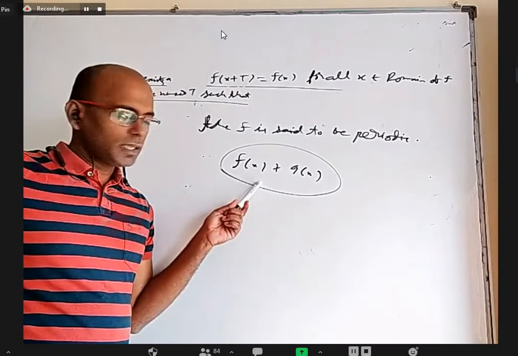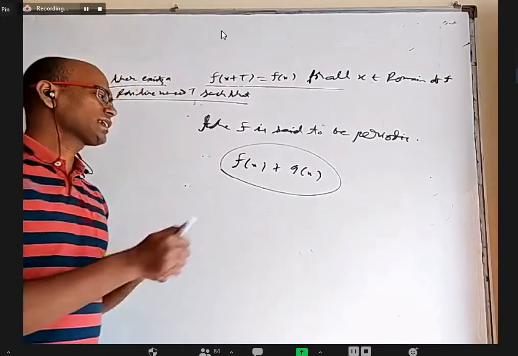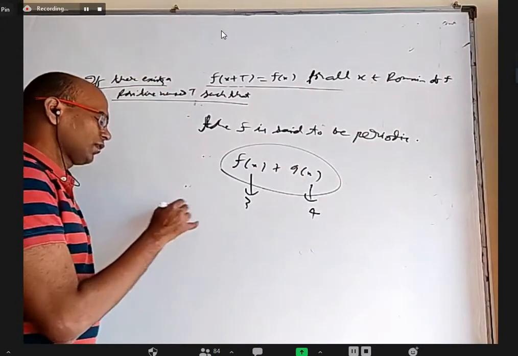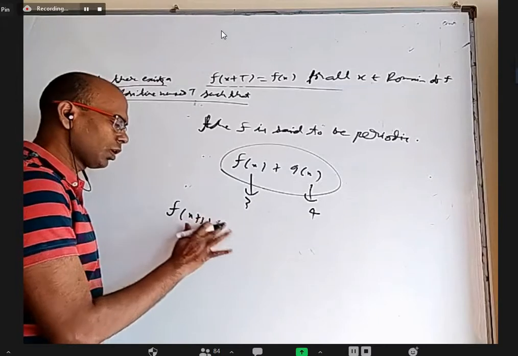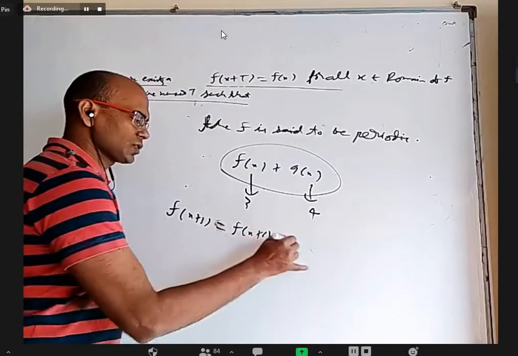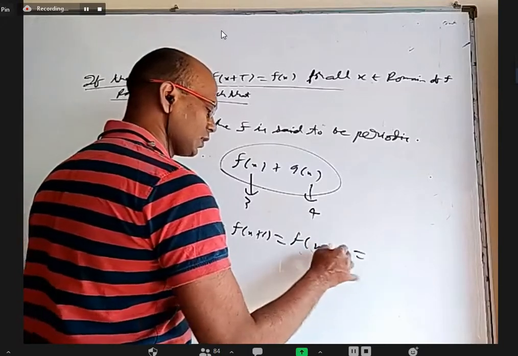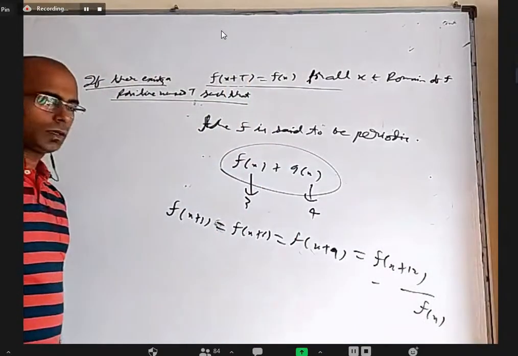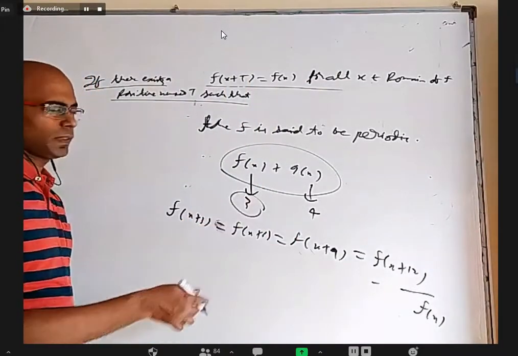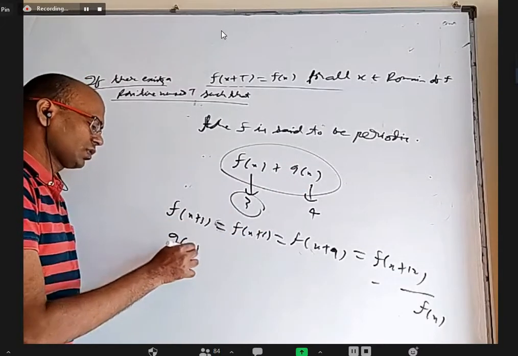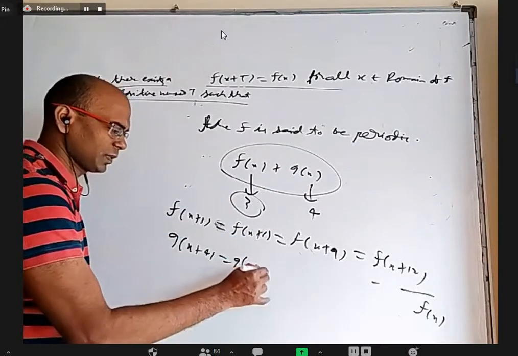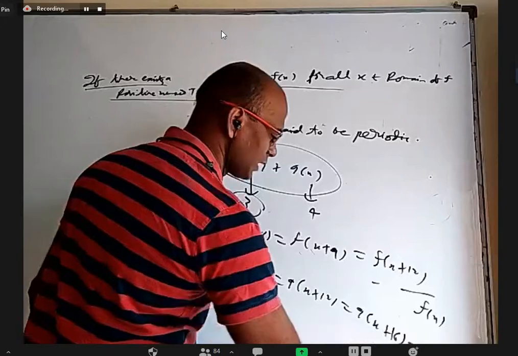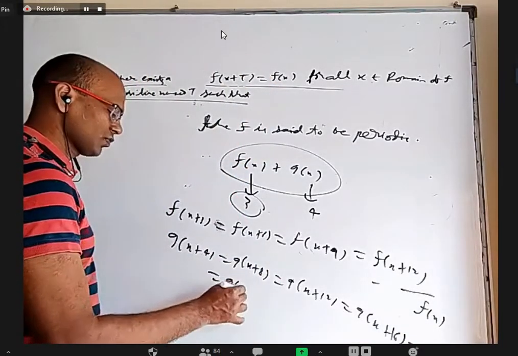If f of x is periodic and g of x is periodic, let us say, for example, this period is 3 and this period is 4. What does it mean? Whether you take f of x plus 3 or f of x plus 6 or f of x plus 9 or f of x plus 12, they're all equal to f of x. Any integer multiple of that is also a period. When you say 4 is a period for this, g of x plus 4, g of x plus 8, g of x plus 12, g of x plus 16, any multiples of 4 when you add, they're all equal to g of x.